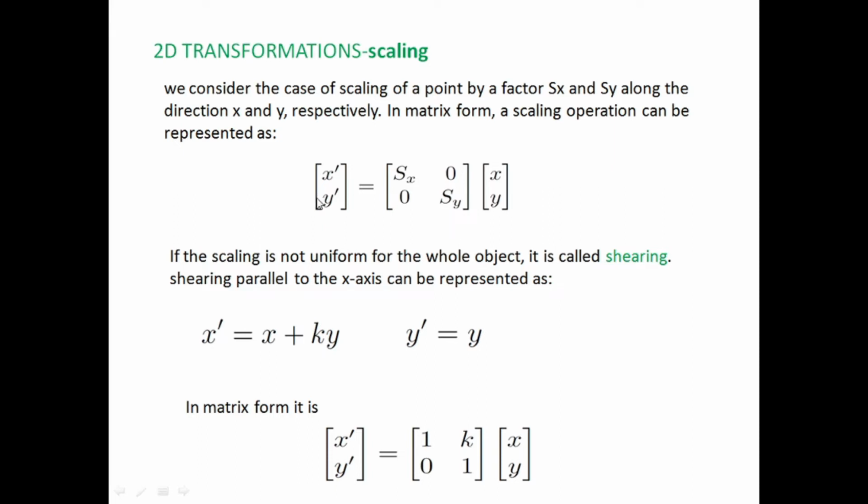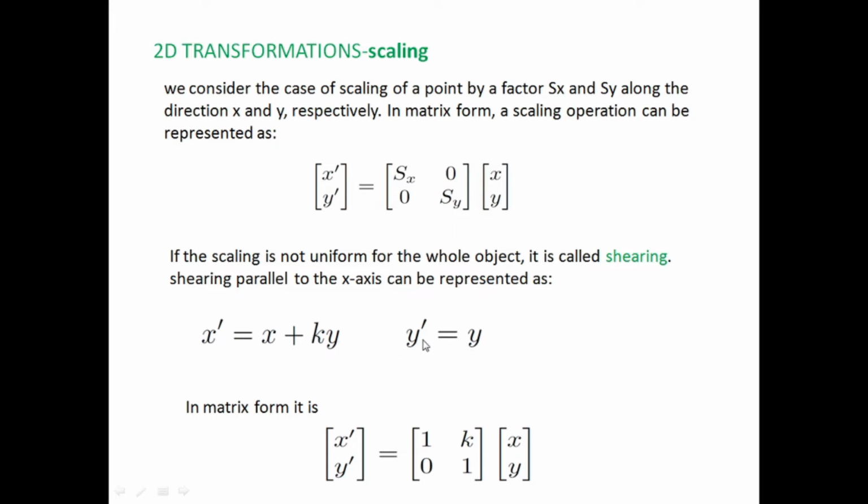Sometimes there won't be any uniform scaling. That means only one coordinate will undergo the scaling. The remaining coordinate may not undergo the scaling. These type of scenarios we call shearing. Shearing is nothing but only one coordinate undergoing the scaling, not every point on the object. So shearing parallel to the x-axis can be represented as follows. Here the shearing is parallel to the x-axis because scaling we know, right? And shearing is nothing but only one coordinate has to undergo the scaling operation.